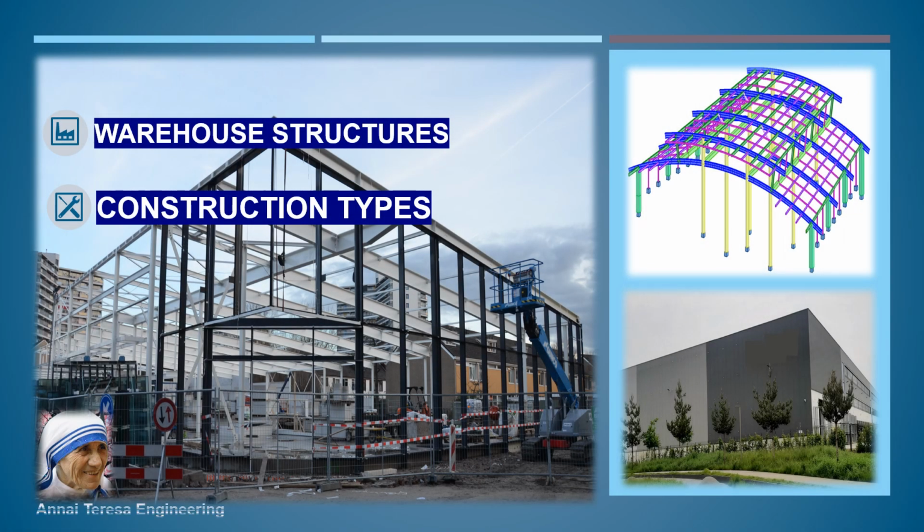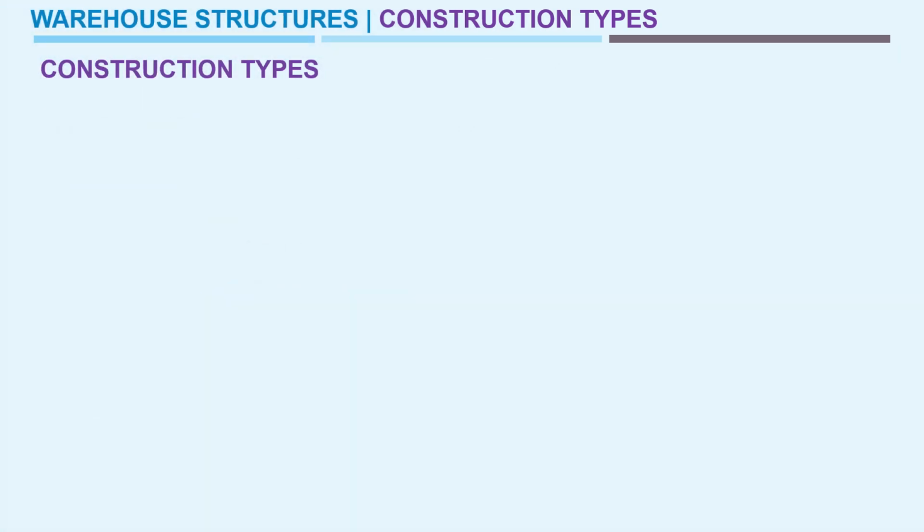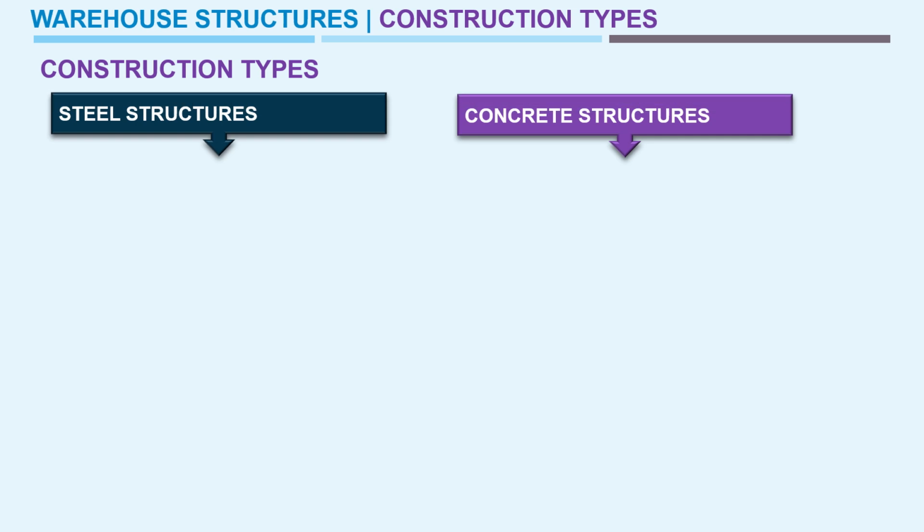Welcome viewers. In this video we are going to discuss construction types of warehouse structures. Basically the construction types are divided as per the materials which we are using. So generally it is steel structures and concrete structures. These are the two types of construction which we are going to see.